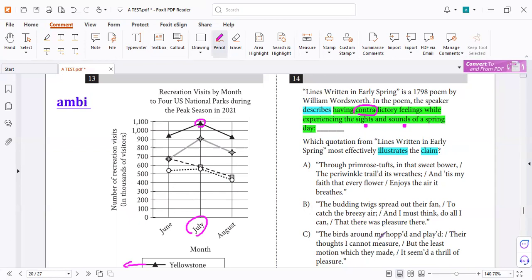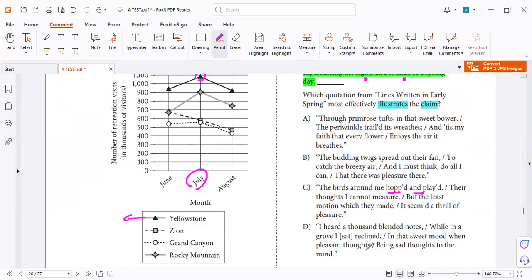Look, the birds around me hopped and they played. Oh, the positive. Here, look, hopped and they played. Their thoughts I cannot measure, but the least emotion they made. This one talks about the positive only, so it's wrong. But look, I heard a thousand blended notes while in a grove I sat reclined. Reclined means relaxed, in a sweet mood. When pleasant thoughts bring sad thoughts, so happy and sad at the same time, contradictory.